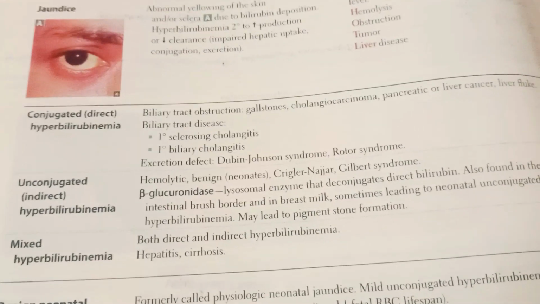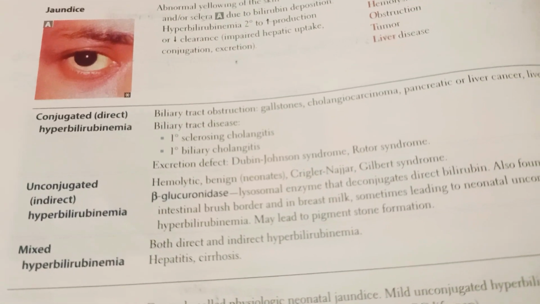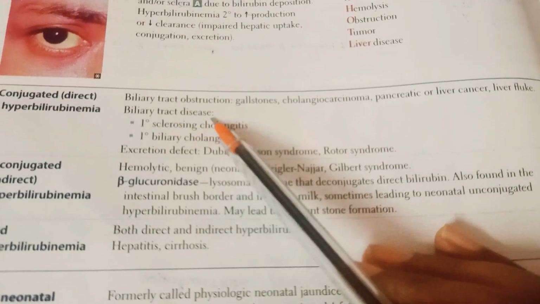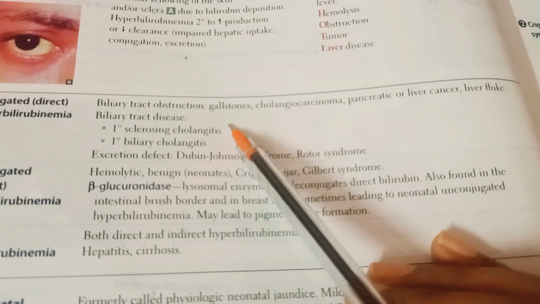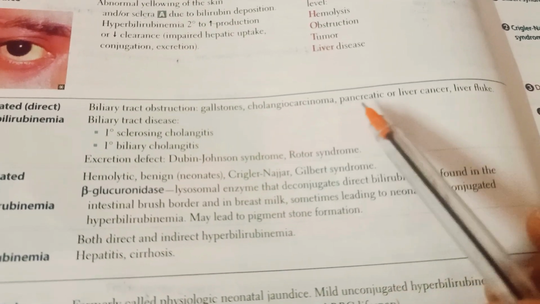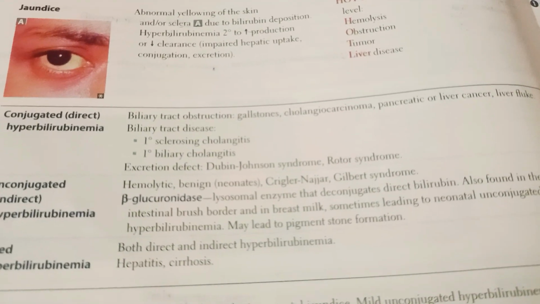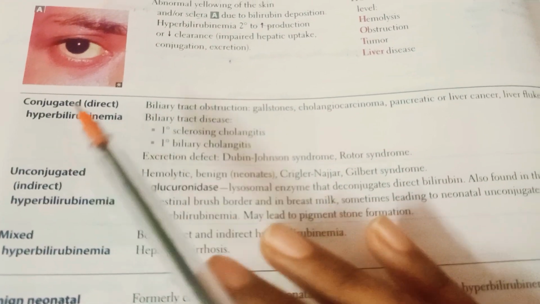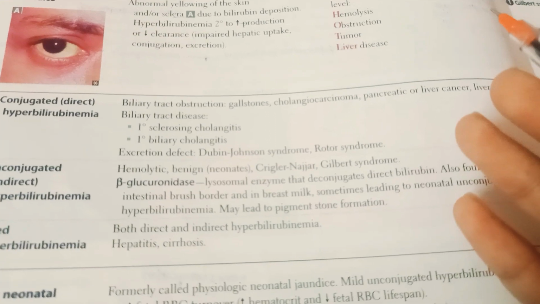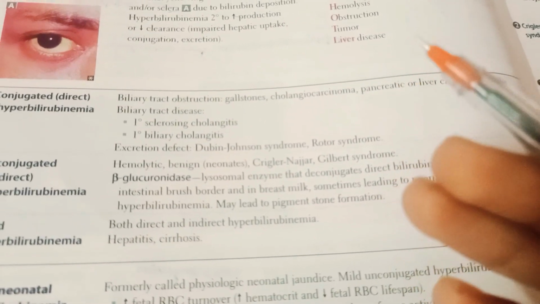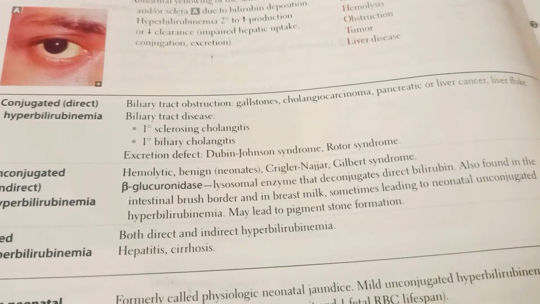Conjugated bilirubin elevation is a direct hyperbilirubinemia. It is seen mainly in biliary tract obstruction, like in gallstones, cholangiocarcinoma, pancreatic or liver cancer. What you need to understand is that conjugated hyperbilirubinemia occurs after passing the liver, because in the liver the bilirubin gets conjugated. So it will be after passing the liver.